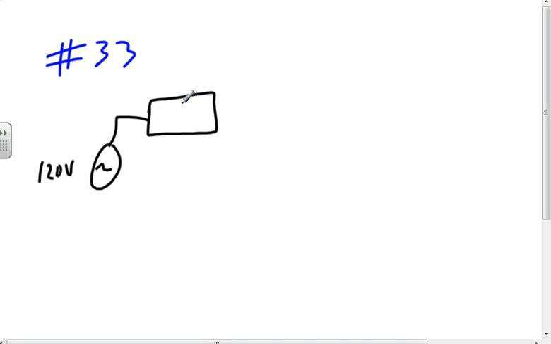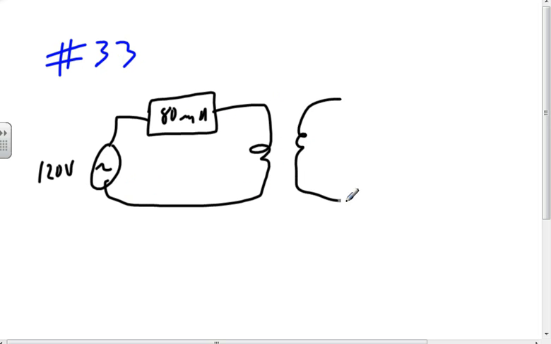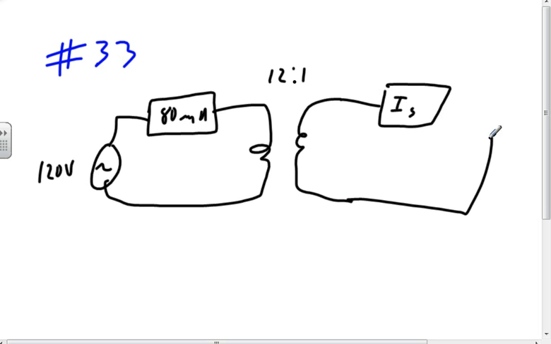All right, so we got 80 milliamps going that way. I got a transformer. I got a 12:1 ratio. And I want to know the current in the secondary. That's what I want to know. Is that a resistor? This is a resistor. These are both inductors. You don't like my picture again? Oh, I'm just asking, just to confirm. Oh my goodness, it's such a work.